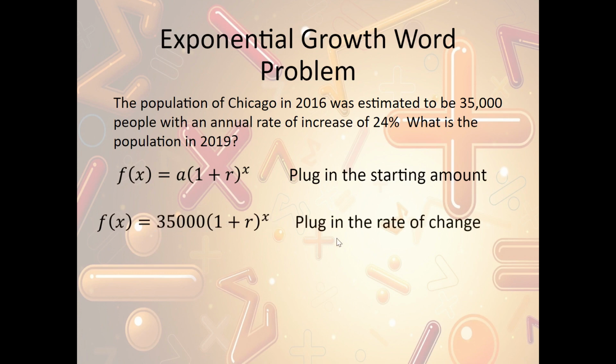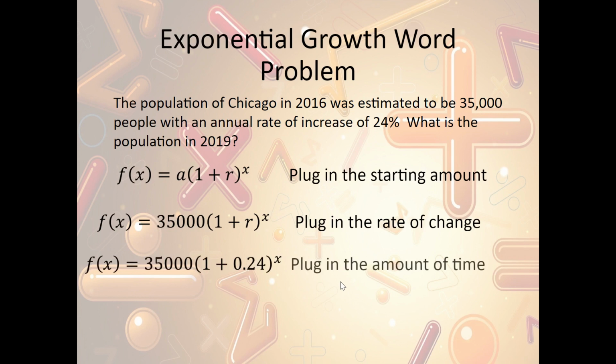Then we're going to plug in our rate of change. Well, we can see that it changes by 24%. Well, 24% we need to write as a decimal. So this is really 24.0%, right? So we're going to move the decimal back 2 places, 1, 2. So it should change to be 0.24.